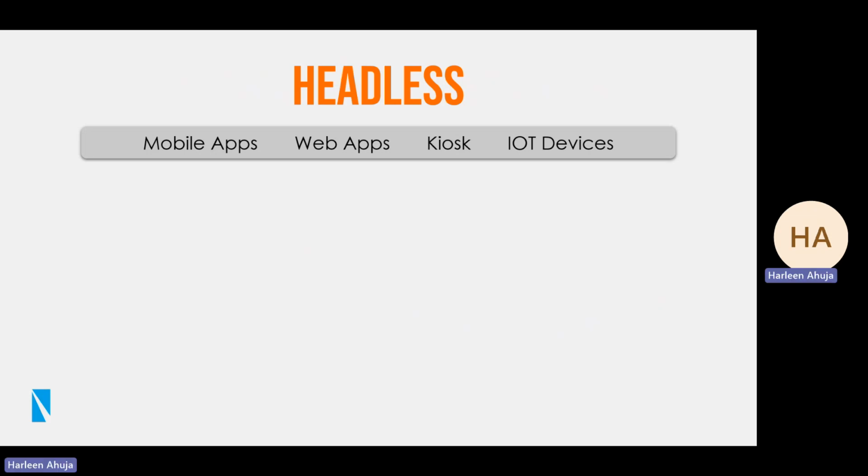Moving on to headless, which is next in the league. Headless, as the name suggests, represents the decoupling of the front end from the backend. Backend APIs can be accessed by all kinds of front ends like web, mobile, IoT, kiosk, or any third-party apps. So you are free to choose any front end for any backend, and there doesn't have to be any relationship maintained between these two.